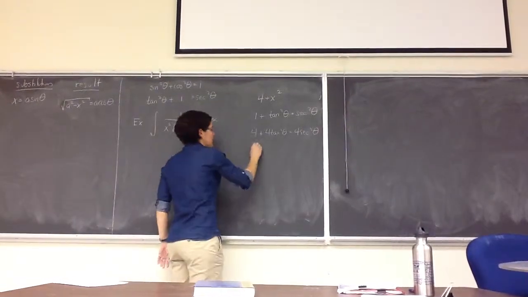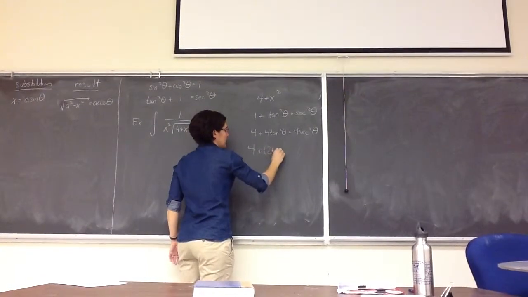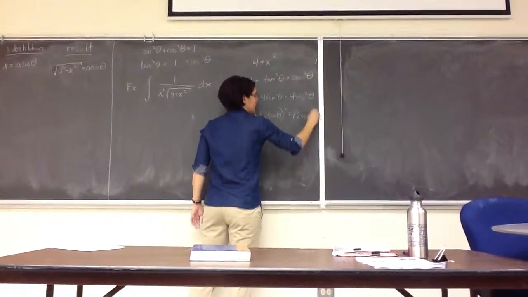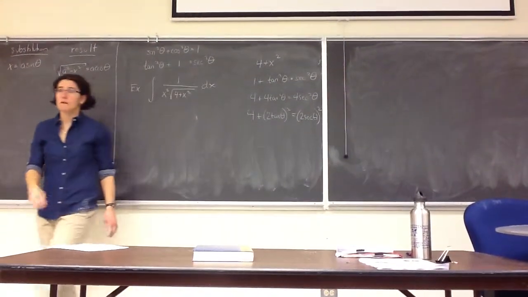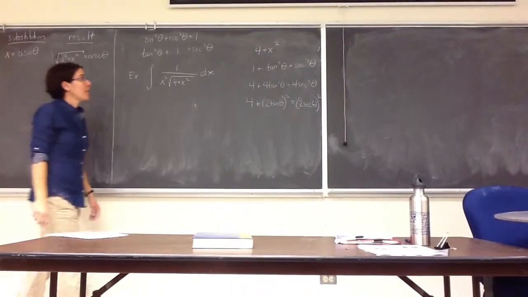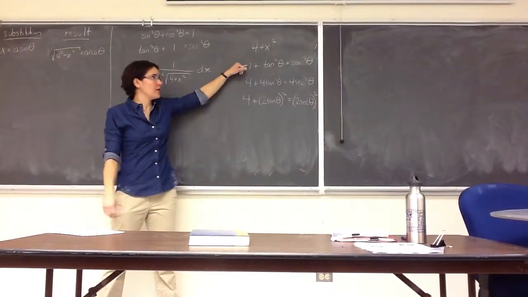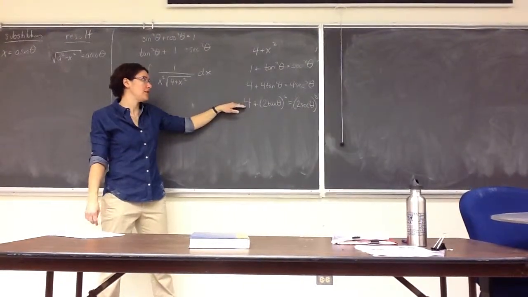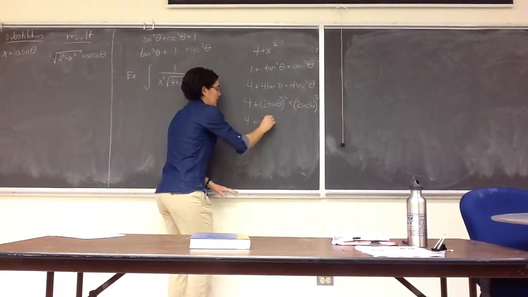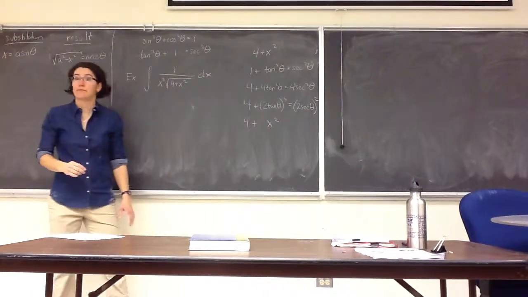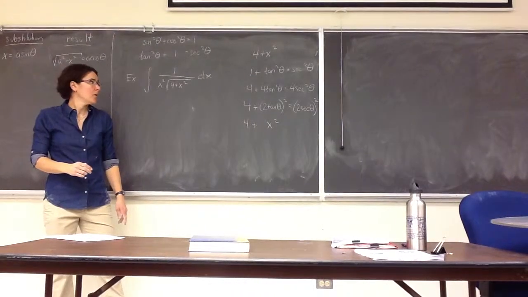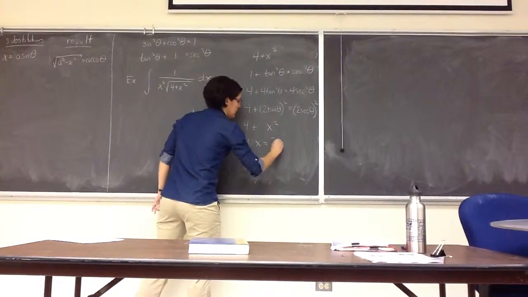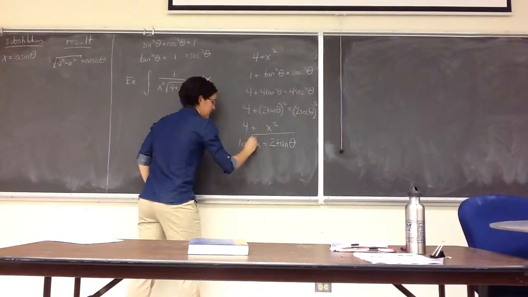And then rewrite this equation as 4 plus 2 tangent theta, the quantity squared, equals 2 secant theta, the quantity squared. Okay, are there any questions on how I went from my trig identity, connected it to the 4 plus x squared, and then rewrote that trig identity so it looks like 4 plus x squared? Okay, so that means that I'm going to let x be equal to 2 tangent theta.